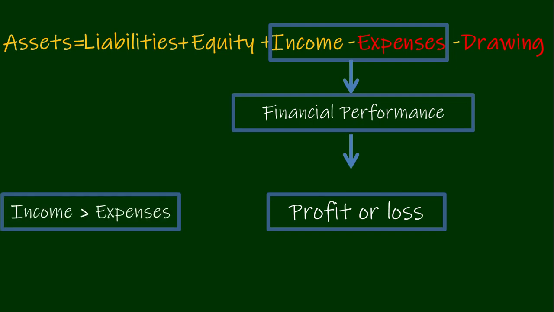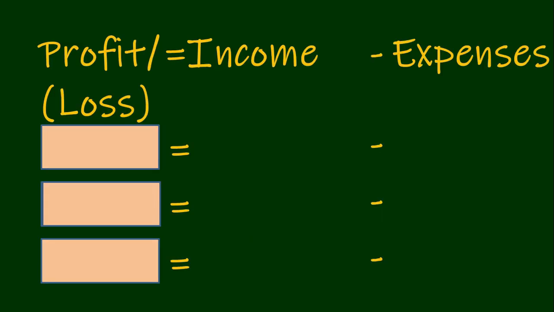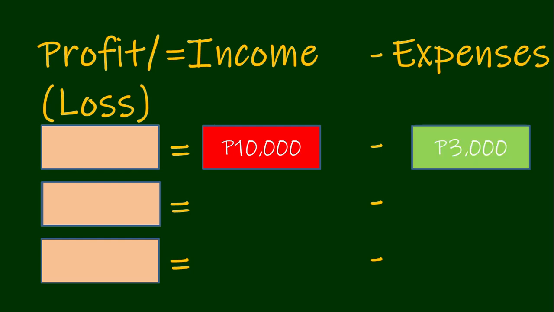If income is greater than expenses, then the owner is happy because the business made a profit. However, when the expenses are greater than the income, then the business suffered a loss. In the very rare event that income is exactly equal to expenses, then we have what we call a break-even. Let's have a simple illustration. Using these three scenarios, compute for profit or loss.